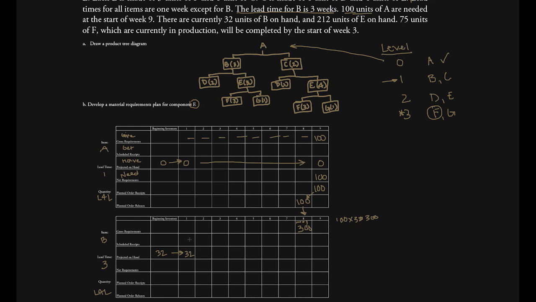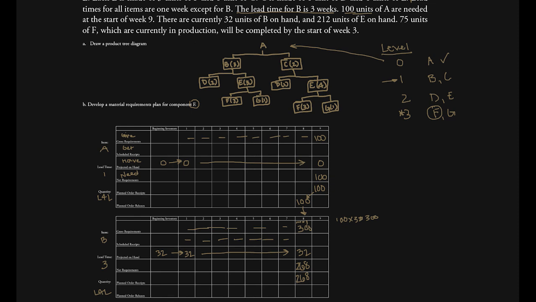It doesn't say anything about scheduled receipts in the problem for item B, so we're going to assume that both the scheduled receipts and demand is going to be 0 or nothing there. And we're going to move that projected on hand all the way forward because, again, there's no activity happening with B. But we have 32 here, which means that if we are giving away 300 and we only have 32, we need to order 268. So we will plan on ordering that 268.